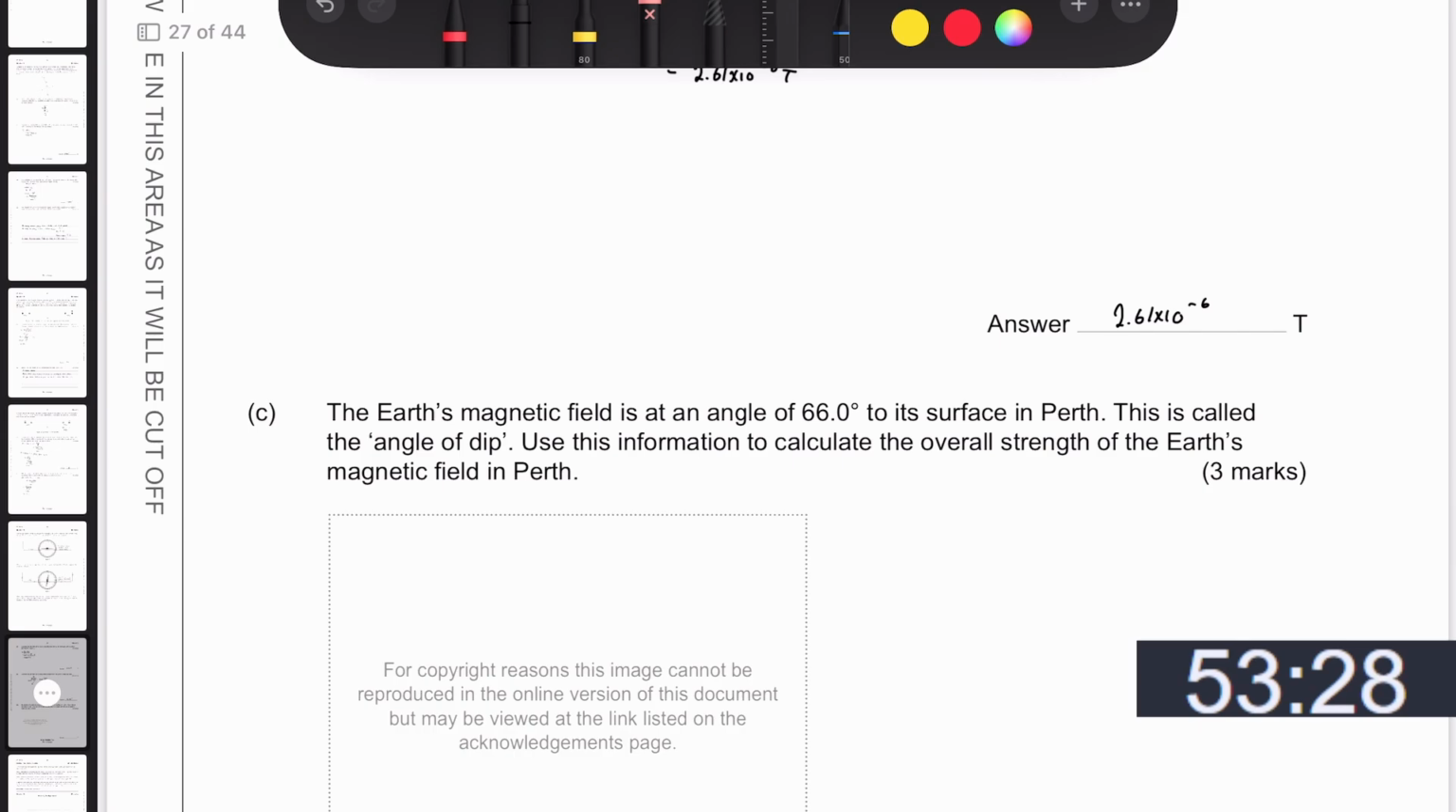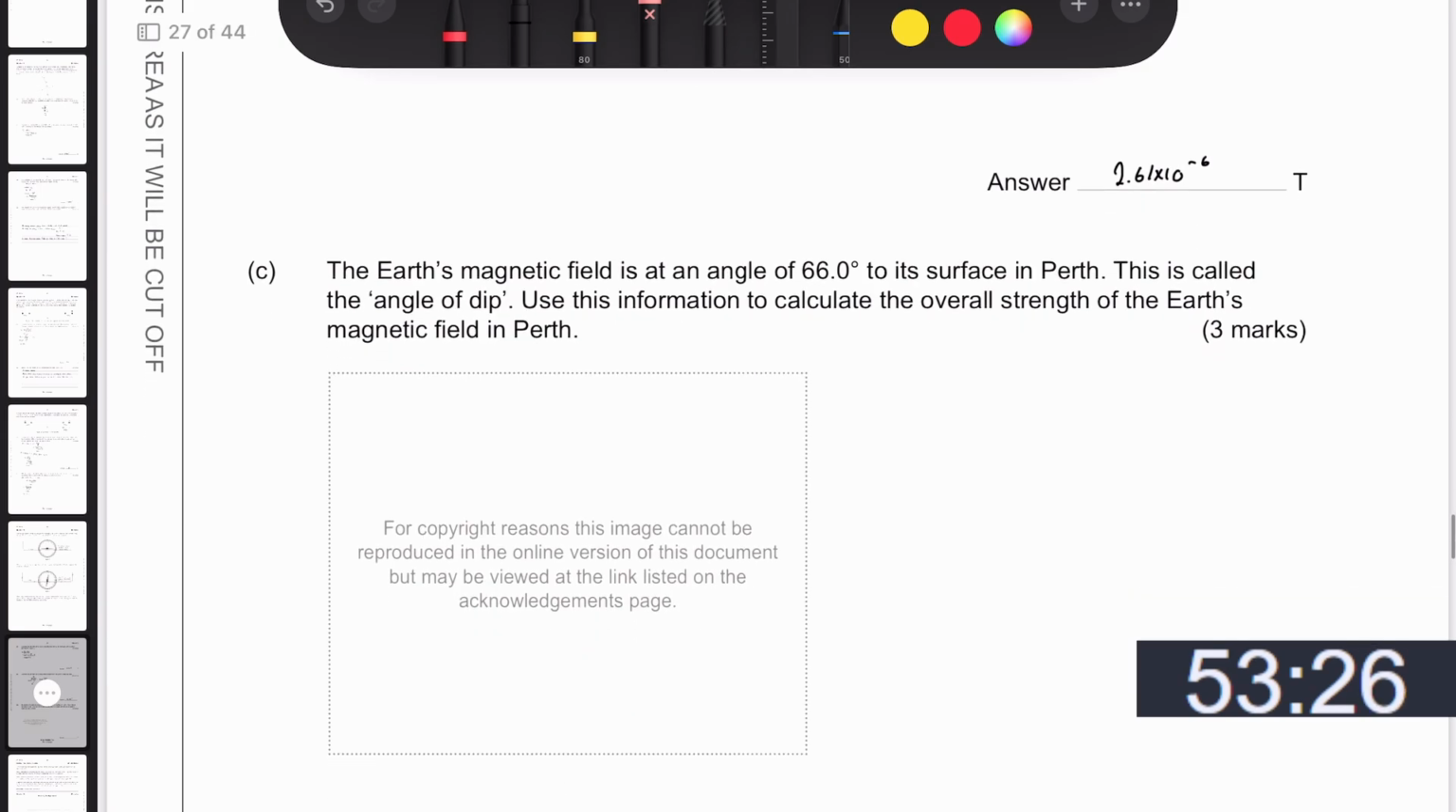The Earth's magnetic field is at an angle of 66 degrees towards Perth, this is called the angle of dip. Use this to calculate the overall strength of the Earth's magnetic field in Perth. Okay. I have to bring this up now. Let's see if I can find it fast. Diagram of the angle of the dip.